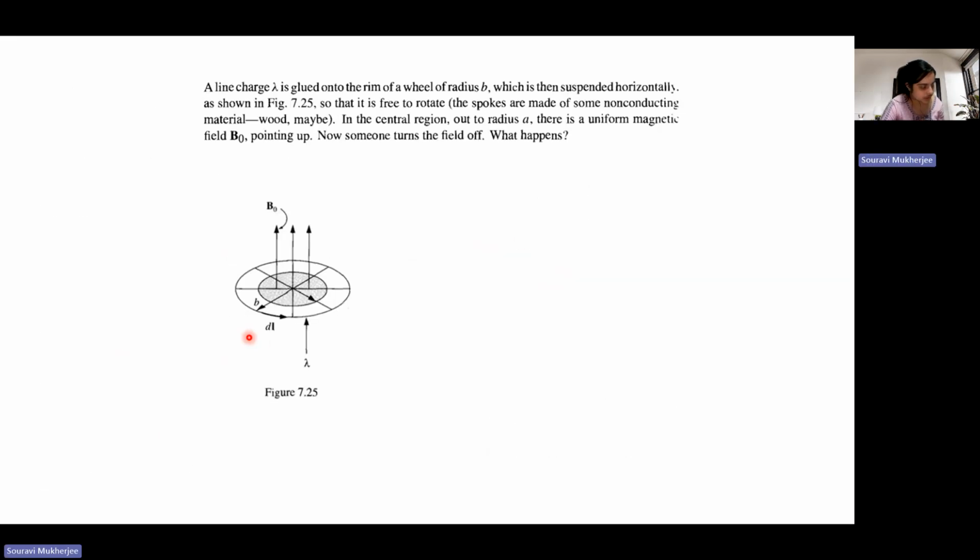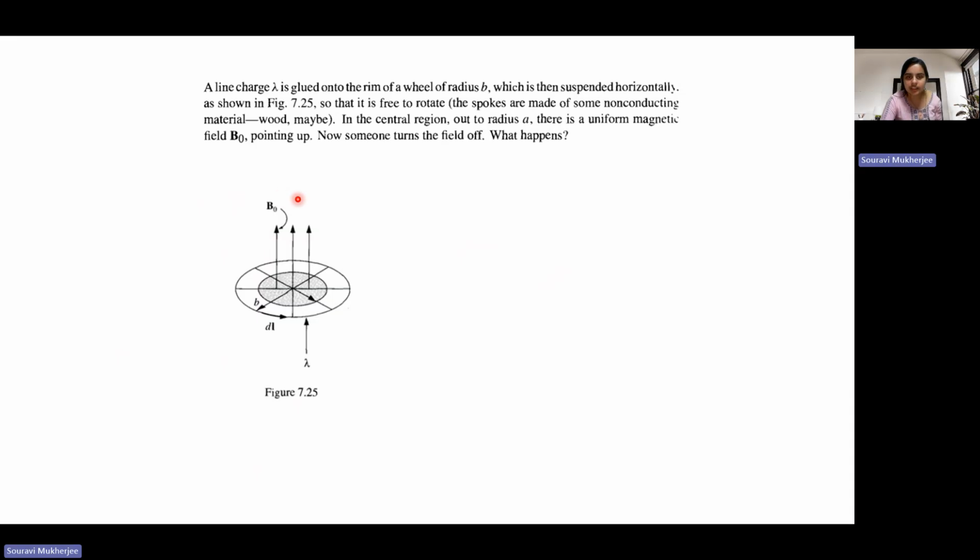Now, this is a very interesting question, which talks about the case where you have a line charge, given as lambda, along the rim of a wheel of radius b, and it is free to rotate. This shaded region is where you have a uniform magnetic field B naught pointing up. As long as B naught is a constant uniform quantity, the flux linked is not changing, so there is no net current here. Nothing is changing. Everything is stationary. Fine. Now, what happens when someone turns the field off?